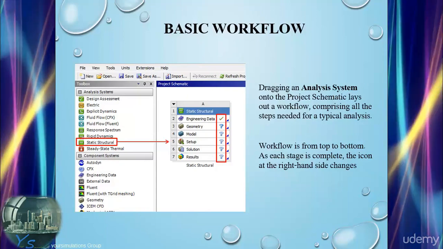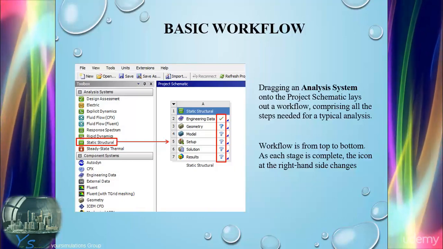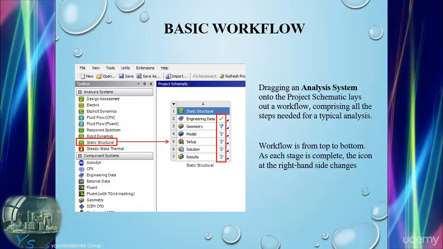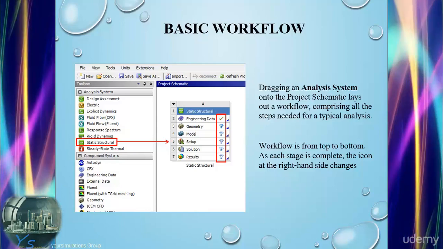project schematic window. And that can be done by left clicking on the particular item in the toolbox and dragging into this project schematic before releasing. This then makes it the active simulation system.